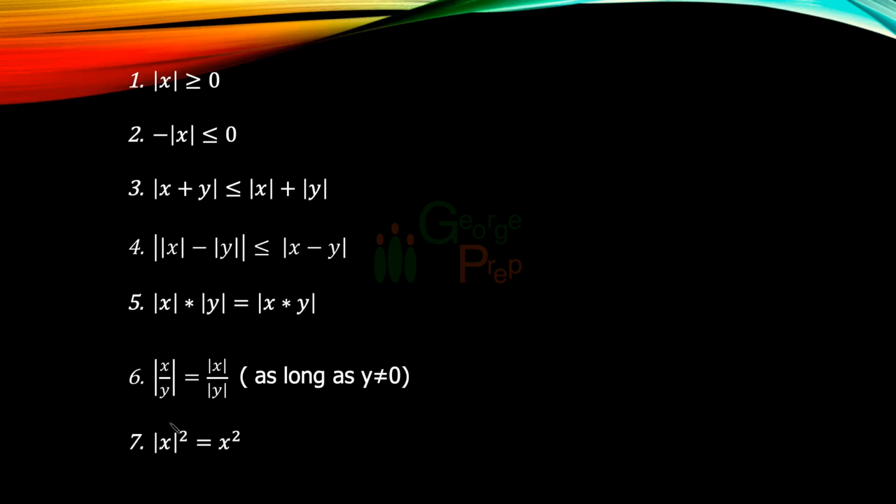So coming to the 7th point, modulus of x square is equal to x square. The x square is an operation which strips off the sign and keeps only the magnitude, right? And modulus is also one such operation. So you can do this. Modulus of x square will be equal to x square. We will be using this in some of the instances while solving questions.